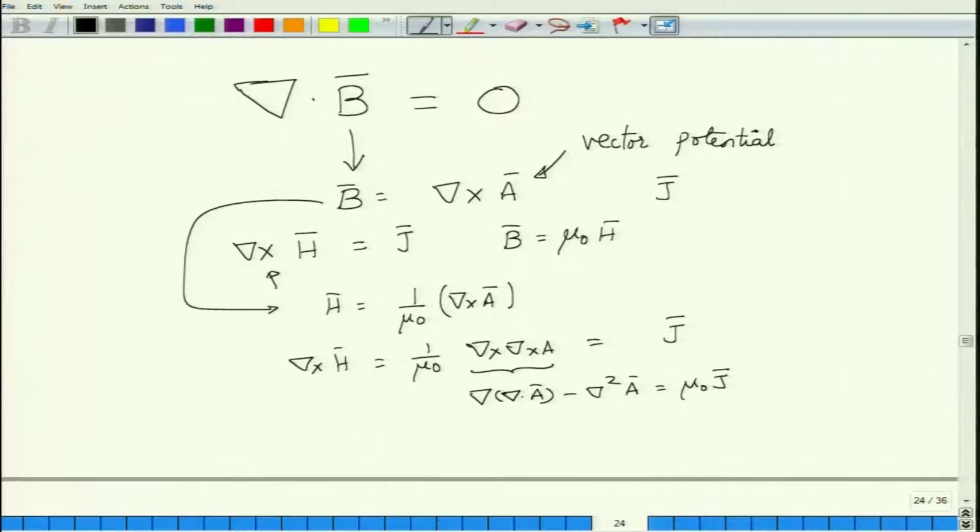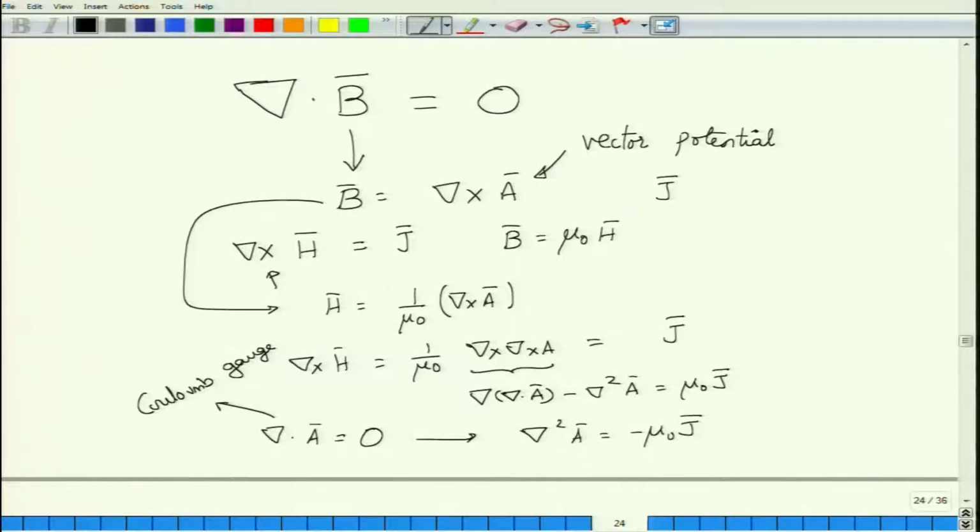Okay. Now, how do we proceed further? How do I simplify this equation? I can simplify by considering a particular specification for the divergence of A, and we set the divergence of A to be equal to 0. When I do that, I obtain del square A equal to minus mu naught J. This particular choice of del dot A equal to 0 is called the Coulomb gauge.